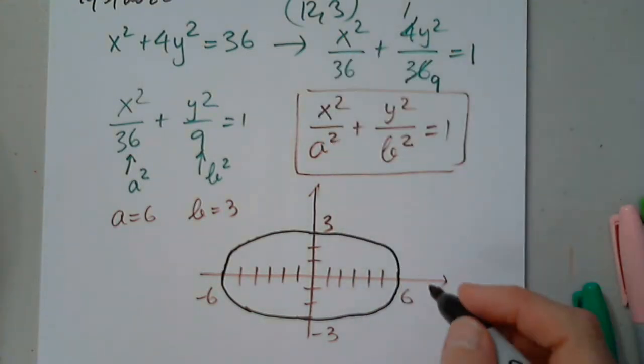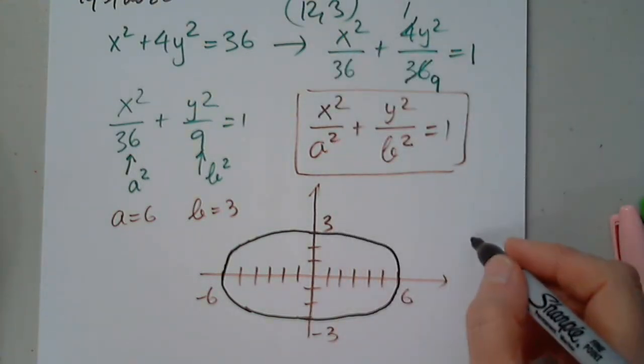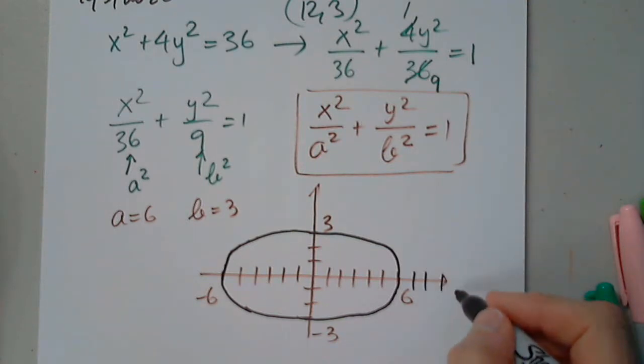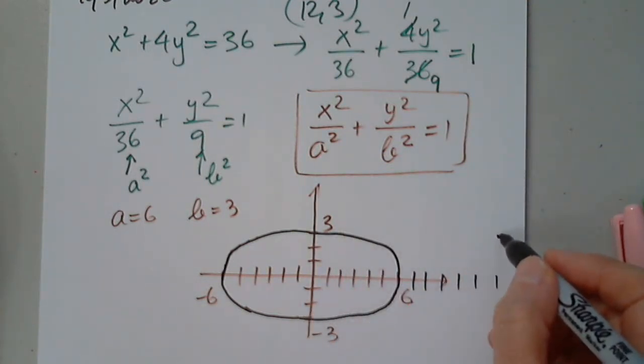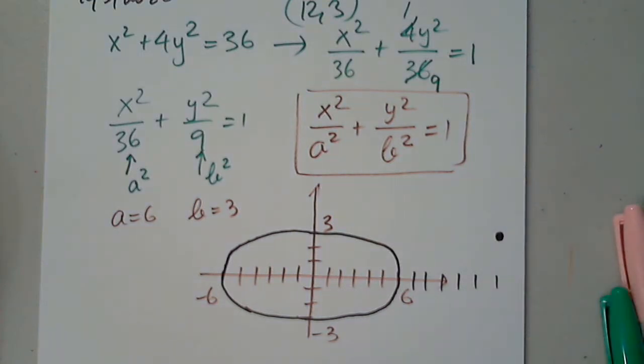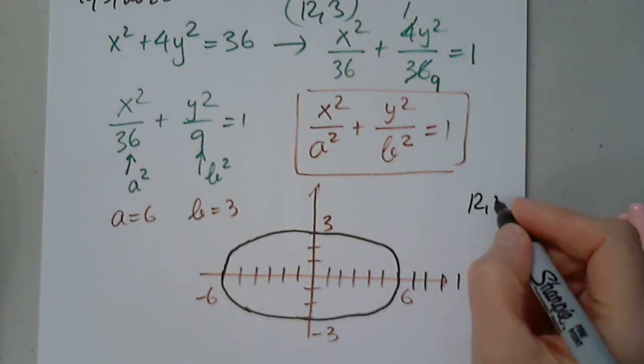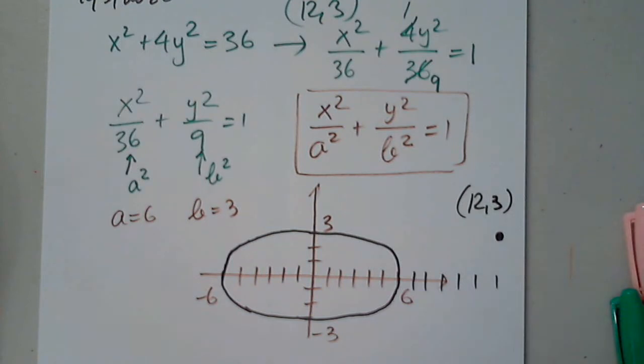Now the point 12, 3. The point 10, 3 is here. 12, 3 is here. This is 12, 3.